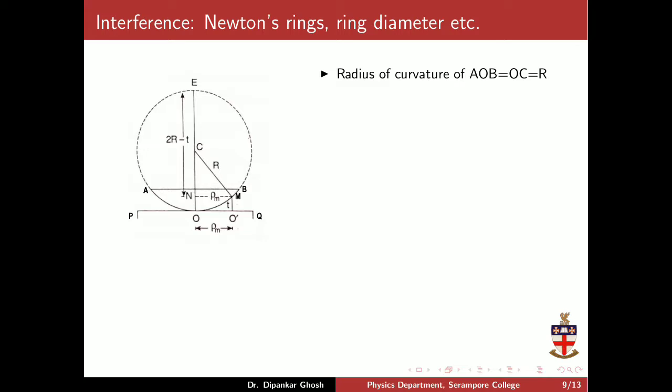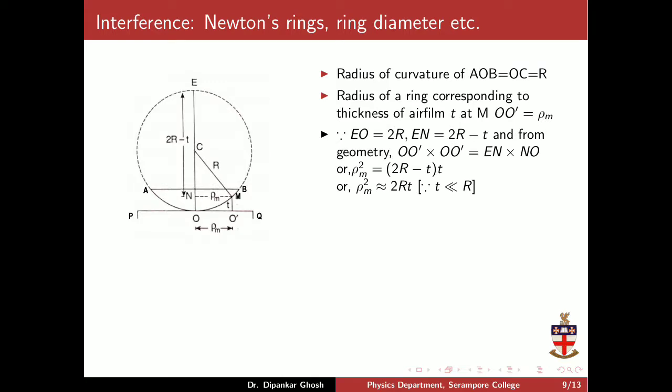Radius of curvature of the surface AOB, that is OC, is R. So OC here is R. Radius of a ring corresponding to the thickness of the air film T at M here. This is the thickness of the air film T at M. That's the radius of the ring. Whatever ring is formed at M, the radius is OO prime. And we are naming the radius rho m because it is an mth order ring that is formed at M. Since EO is equal to 2R, you see, EO is 2R. Why? Because OC is R.